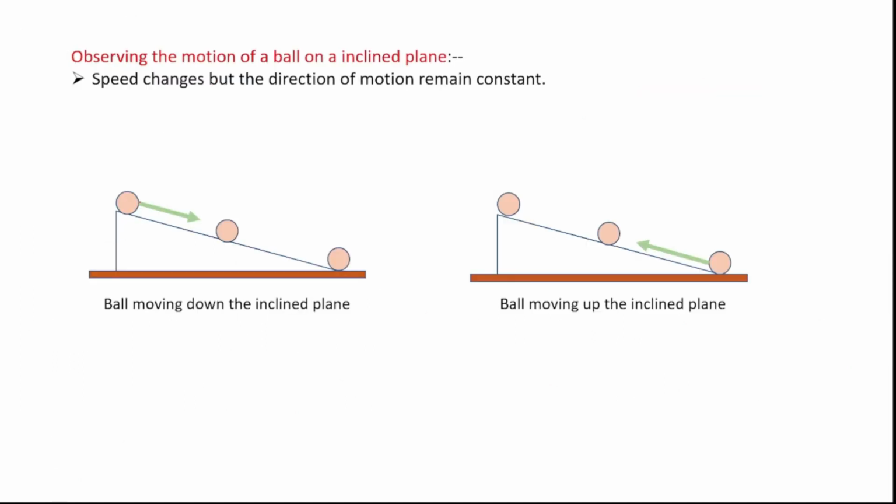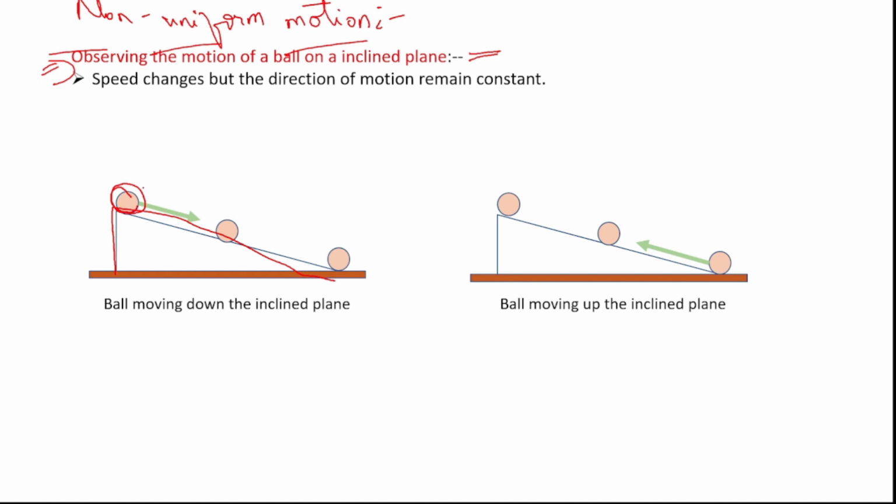Now let us see a few situations under non-uniform motion. Observing the motion of a ball on an inclined plane. So what we are doing here, we have taken an inclined plane and we kept a ball on top of the inclined plane, and let us push the ball downwards. Now let us say the ball which is here is at time t equal to 0 seconds, and when it is moving, let us say in this position the time is 1 second, and when it reached downwards, the time is 2 seconds.